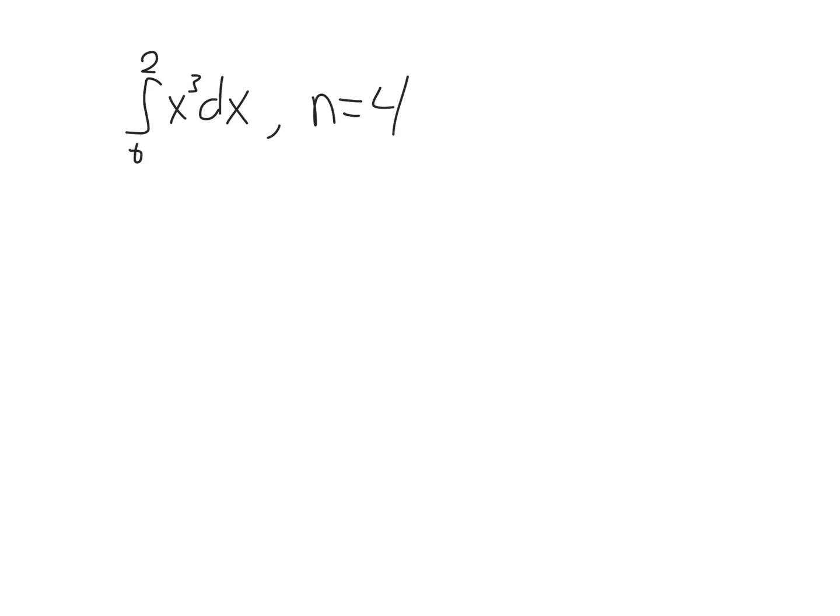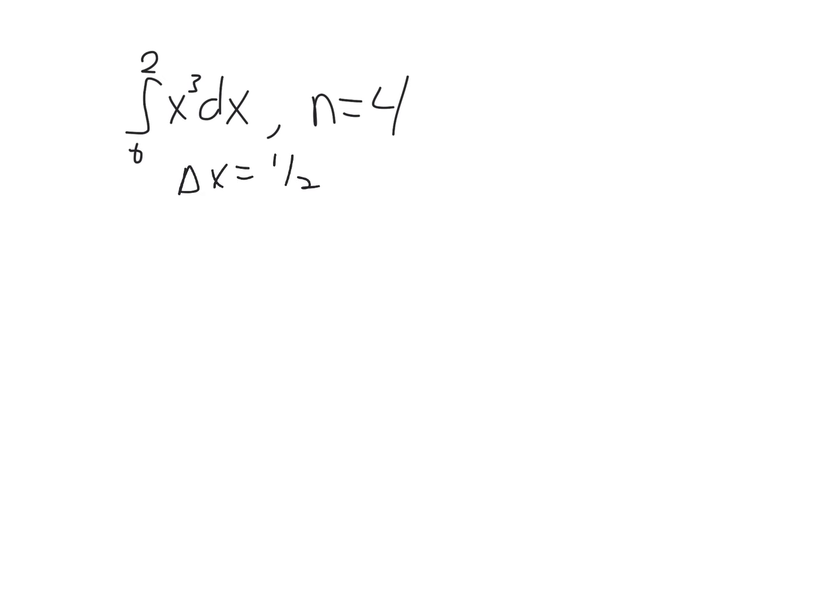For this example, we've got the integral from 0 to 2 of x cubed dx when n is equal to 4. So what's the change here from 0 to 2? The change would be 1/2. How do we know that? Because if you take 2 minus 0 divided by 4, that's going to give us a change of 1/2. So the change in x is equal to 1/2. That'll be important for when we go to solve.